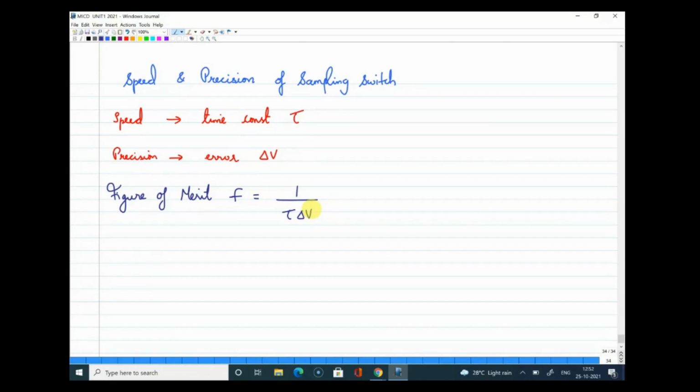Now, can you tell me what the value of this figure of merit should be, whether it should be high or low? What will be the desired value? Can I get some response in the chat?